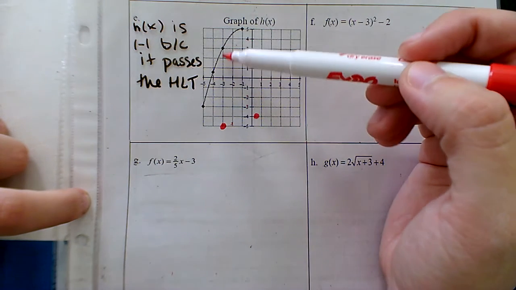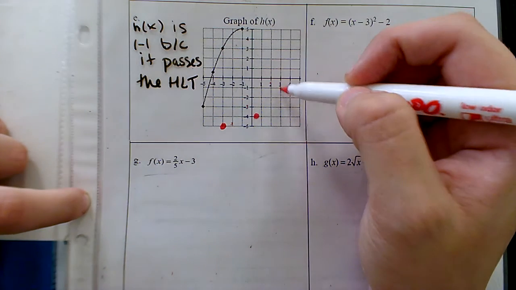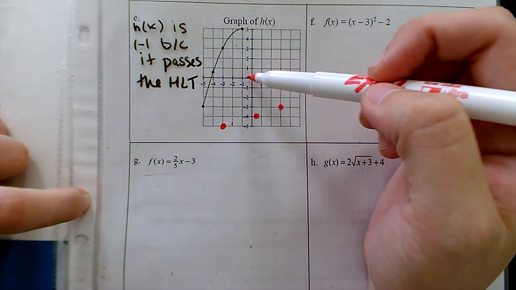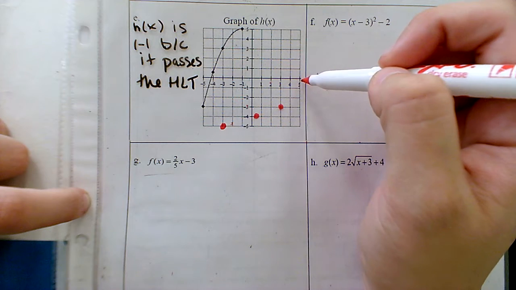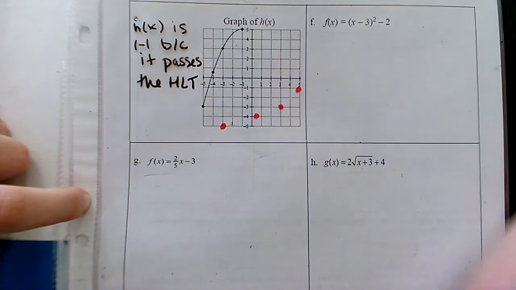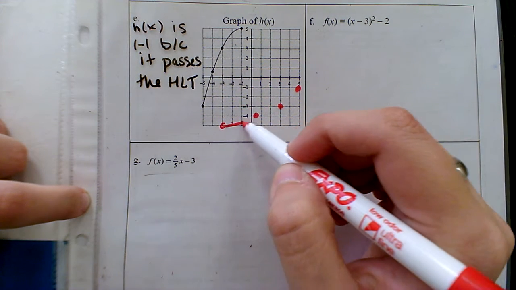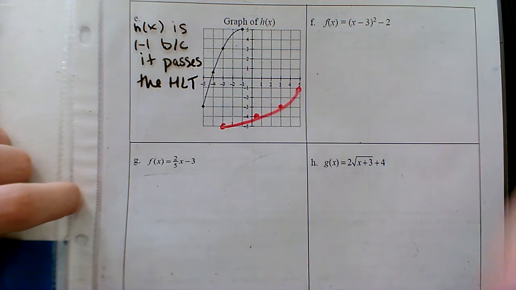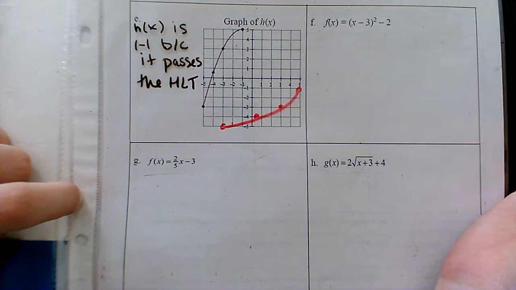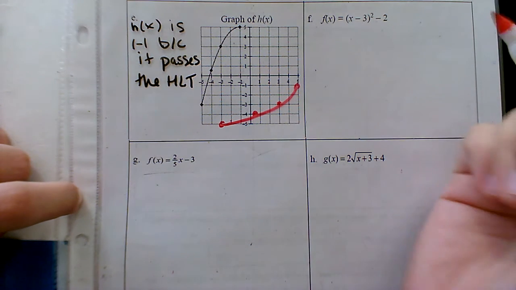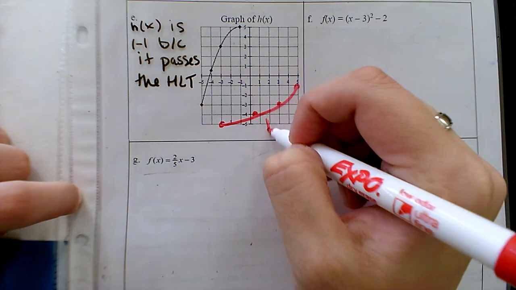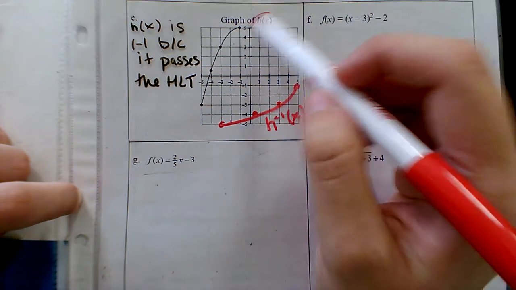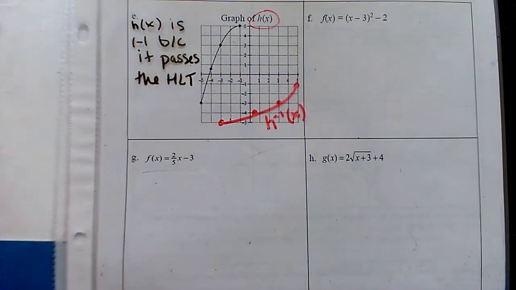Next ordered pair is -3, 3. So we can switch those. And the last one, -1, 5. Switch them. We get 5, -1. And we'll play connect the dots. So if that's our inverse, that's what we get when we switch the x's and y's. We're going to label it appropriately. This would be h to the -1st power, just because the original one was named h.